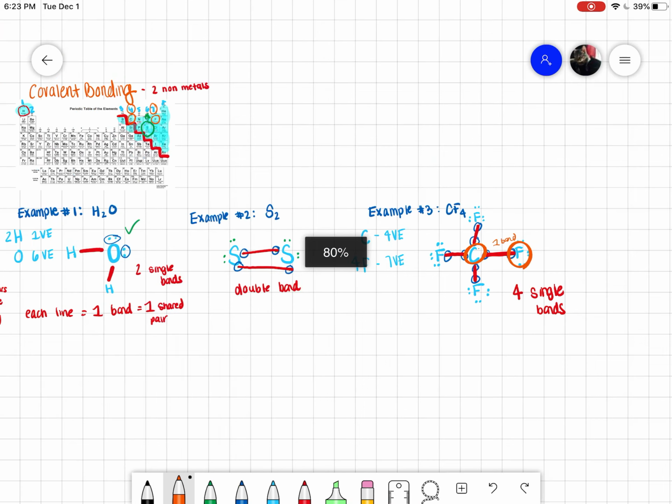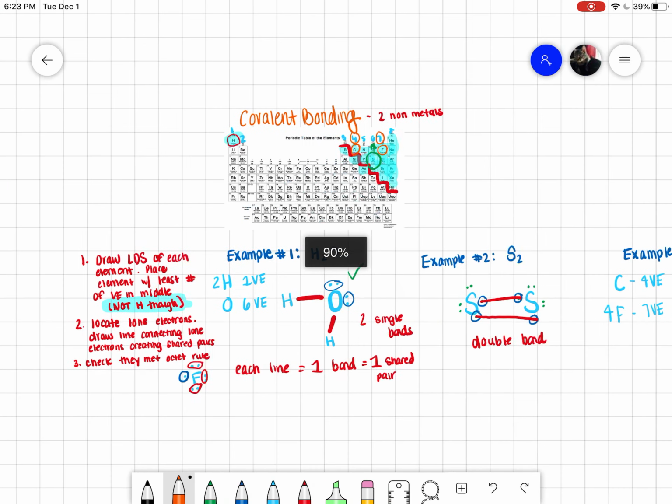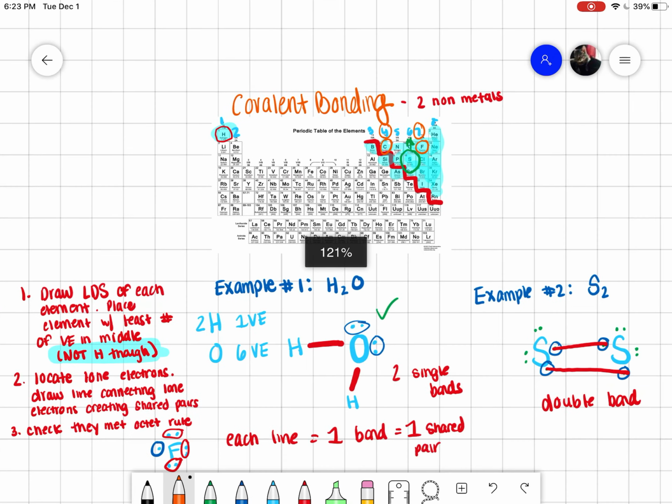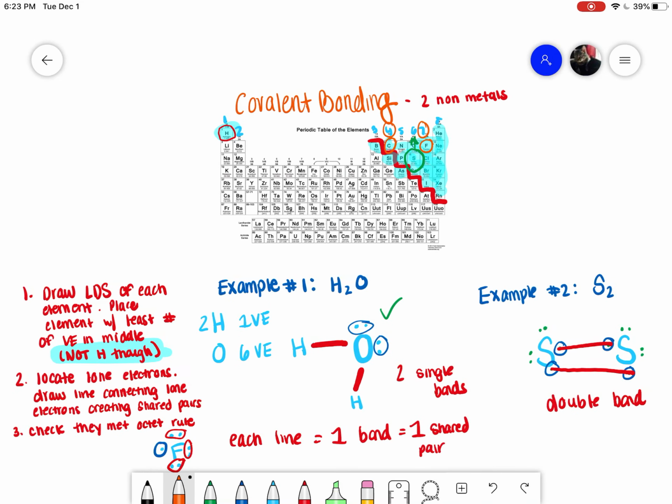And so just to recap, when you are doing covalent bonding, you are going to have 2 nonmetals, and they are going to be sharing valence electrons. It is not like ionic bonding, where there would be a transfer and you could give one to another atom. Covalent bonding is going to be sharing.